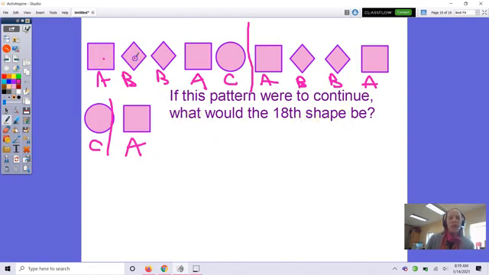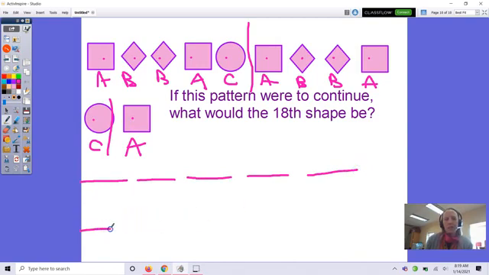So I already have 1, 2, 3, 4, 5, 6, 7, 8, 9, 10, 11. So I will need to continue this pattern for the 12th, 13th, 14, 15, 16, 17, 18th, and this would be the 18th shape. So to do that, I have to continue my pattern.